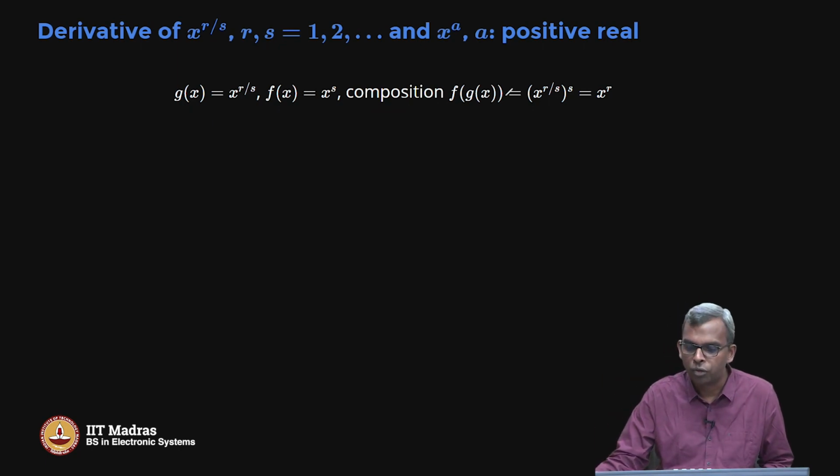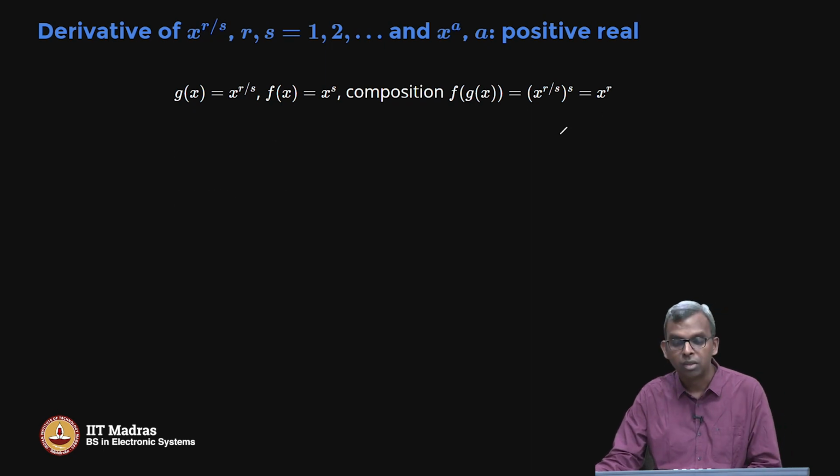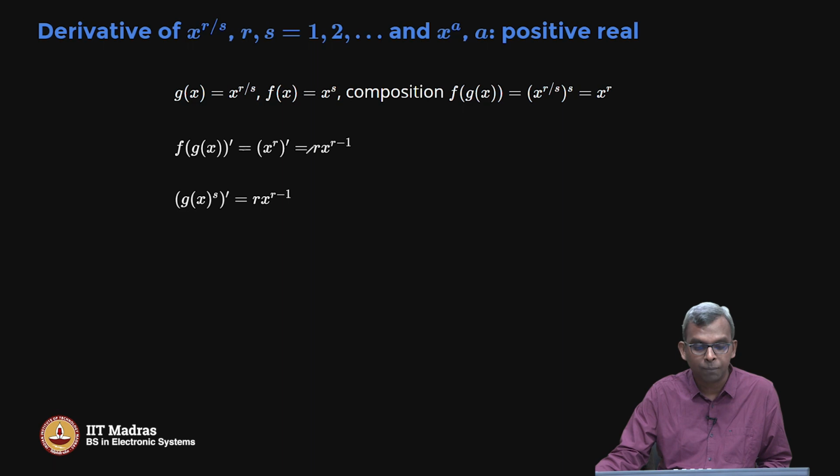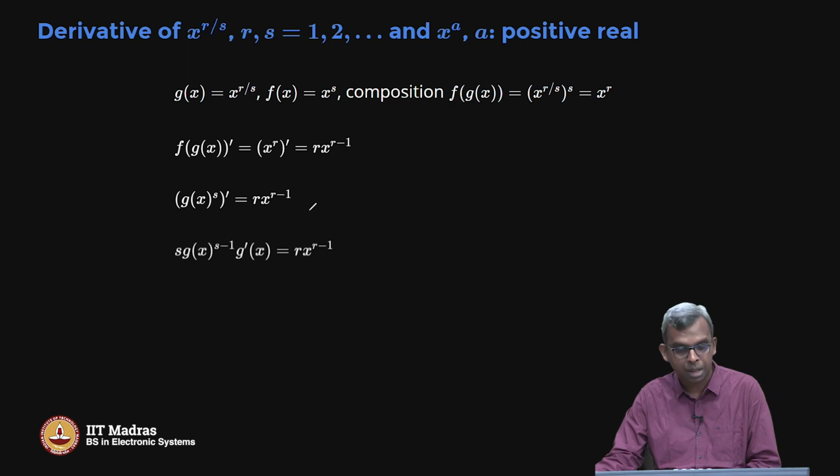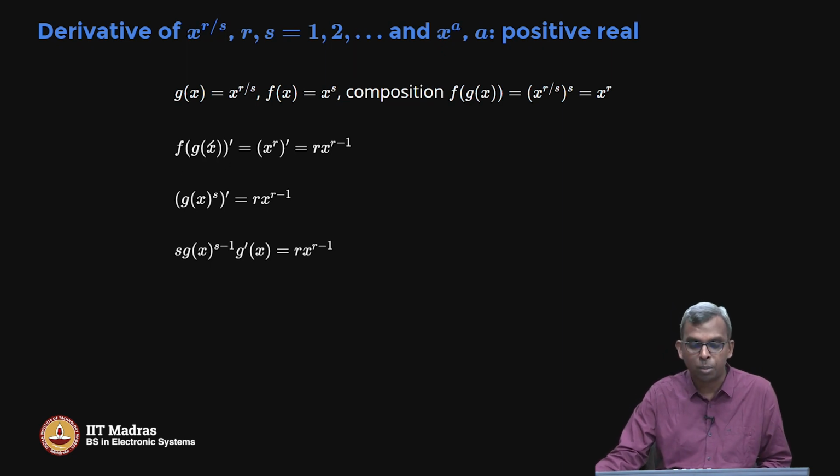So f of g of x is x power r. Now I differentiate both sides. Use the composition rule here. Use the r x power r minus 1 here, and you will see magically we'll get to the answer. So here is the idea. If I take f of g of x and its derivative, it's just r x power r minus 1. How do I differentiate this? g of x raised to the power s, derivative is r times x power r minus 1, and this is just the composition rule. So it's f prime evaluated at g of x times g prime of x, isn't it?